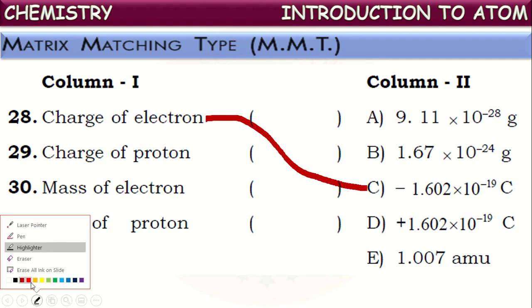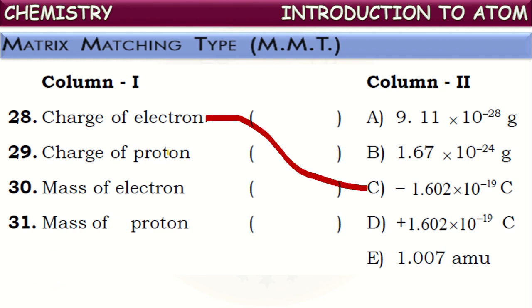Okay, now let us go through the charge of proton. We know the charge of proton is also equal to the charge of electron quantitatively, but it is a positive charge, mentioned as plus 1.602 x 10^-19 coulombs. Here it is. Okay, this is the charge of proton.